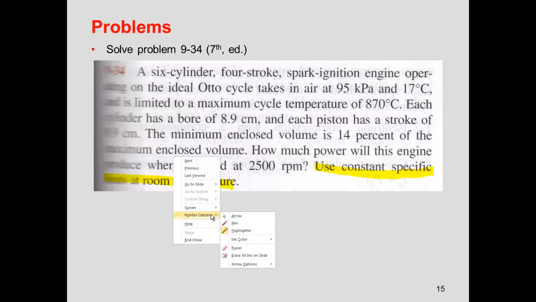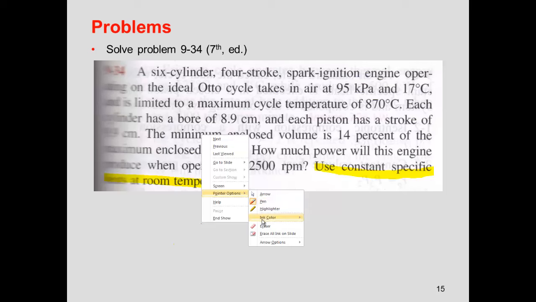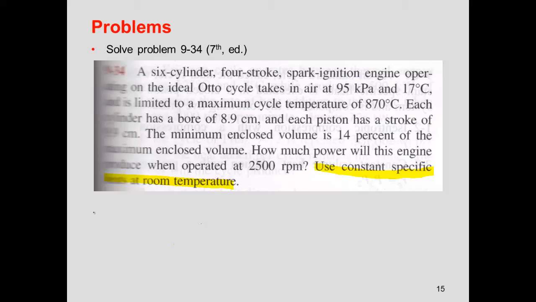So let's start by writing the main parameters. We change the color of the pen. So we have that the number of cylinders is 6. The bore, which is the diameter, is 8.9 centimeters, and the stroke is 9.9 centimeters. V min is 0.14 of V max.